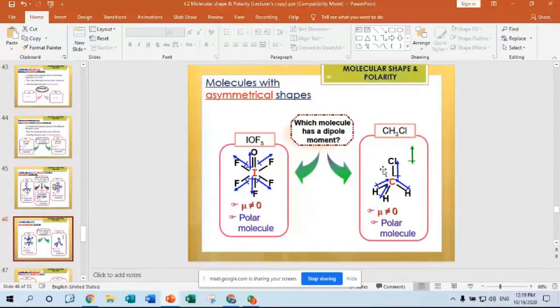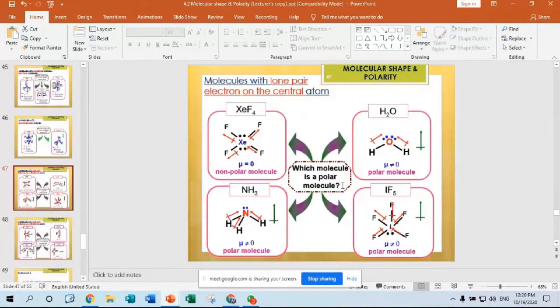This is also tetrahedral, but the terminals are different. So, polar molecule. This one is all considered an asymmetrical shape because the terminal atoms are not identical. Although it is tetrahedral, although it is octahedral, the ends are different. So it is asymmetrical, not symmetry. Mu not equal to 0, polar. This one.